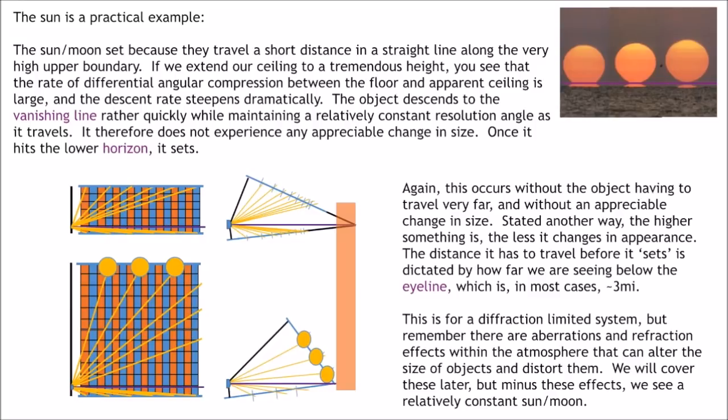Once it hits the lower horizon, it sets. Again, this occurs without the object having to travel very far because it is so high up, and without an appreciable change in size. Stated another way, the higher something is, the less it changes in appearance. The distance it has to travel before it sets is dictated by how far we are seeing below the eyeline, which is, in most cases, about 3 miles. This is for a diffraction limited system, but remember there are aberrations and refraction effects within the atmosphere that can alter the size of objects and distort them. We will cover these later, but minus these effects, we do see a relatively constant sun and moon.